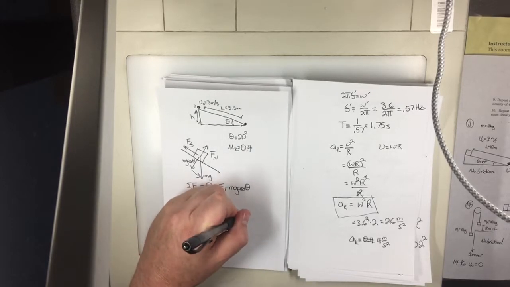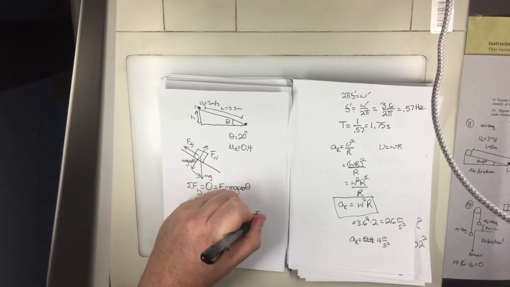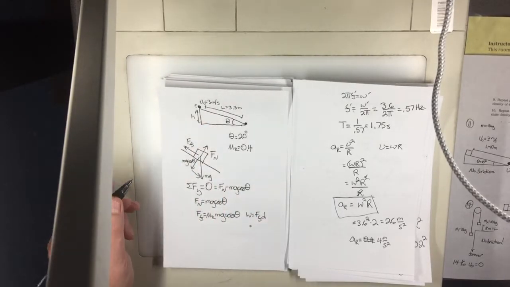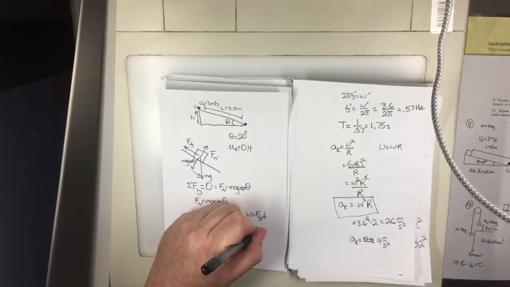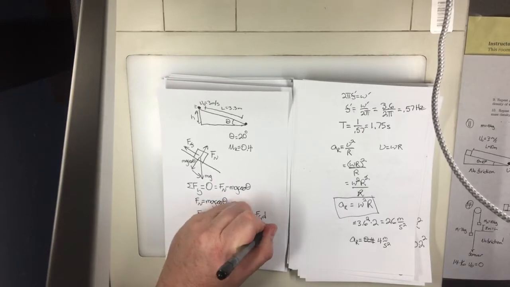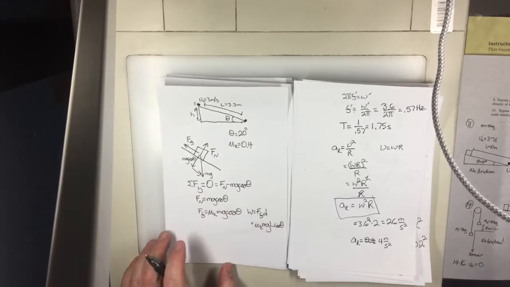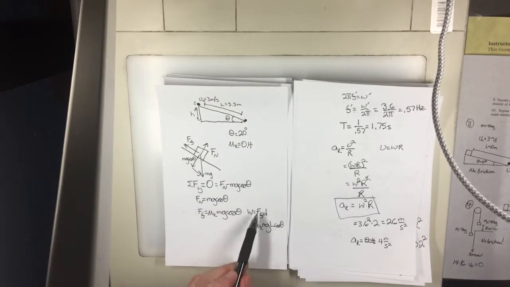Which means that the work, which is the friction force times distance, or in this case L, is mu sub k mgL cosine theta. I switched the d to L and the f sub f to mu sub k mg cosine theta. So that's the energy removed through friction.